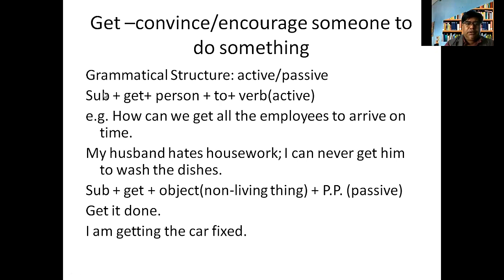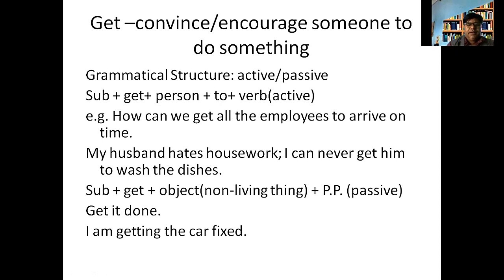There are again two types of grammatical structure, active or passive. First, if we talk about the active structure: the subject comes first, then the subject is followed by the get causative verb. Then the person, the doer, comes. Then we use to plus verb one, the infinitive form of the verb, sometimes called the to-infinitive. So, how can we get all the employees to arrive on time?